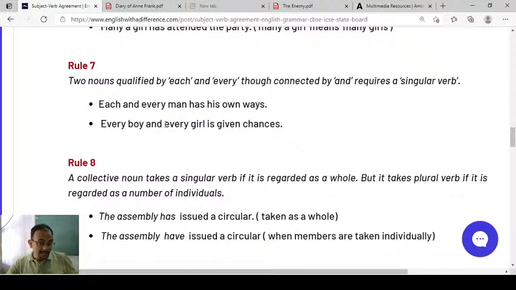Even though "and" is given, even though the boy and girl are different, two different nouns, two different subjects, in spite of them, the verb is "is". Why? Because boy and girl is preceded by every. So please do remember, whenever two nouns are qualified by, or in easy language, preceded by each and every, even though connected by "and", they take a singular verb.